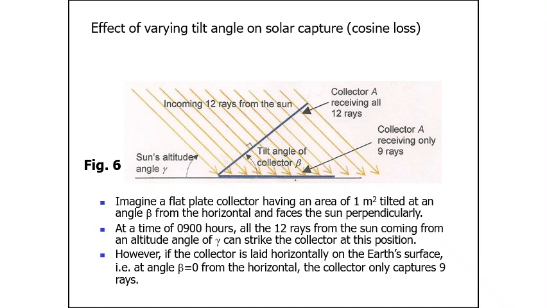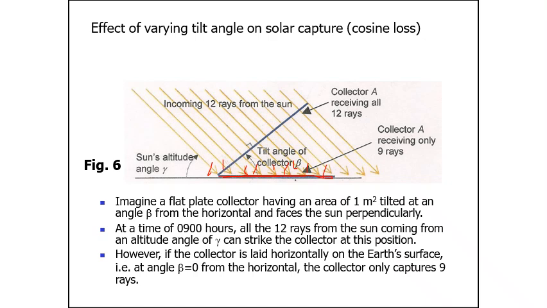As we see here, the flat surface is laid on the Earth like this, and the incoming rays from the sun, I just count 12 rays from the sun, we can see if we lay it flat, it will capture only 1, 2, 3, 4, 5, 6, 7, 8, 9 solar irradiation, right?